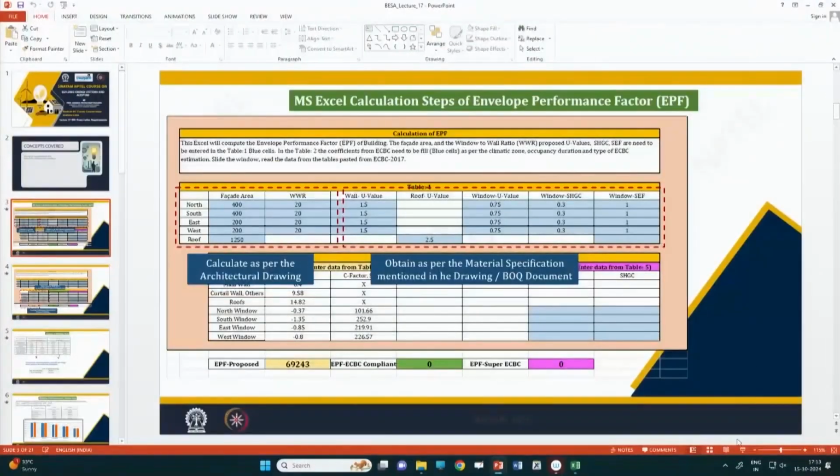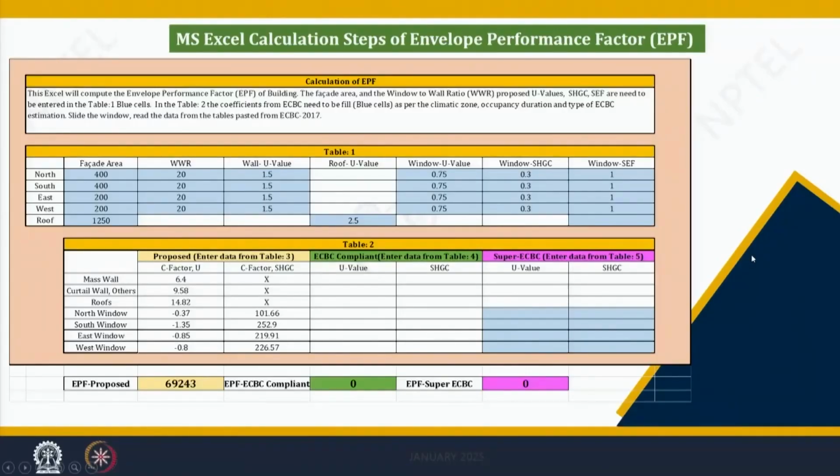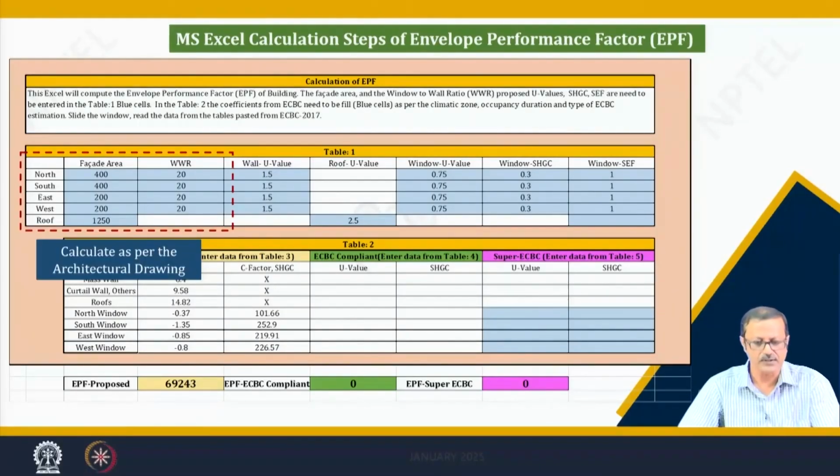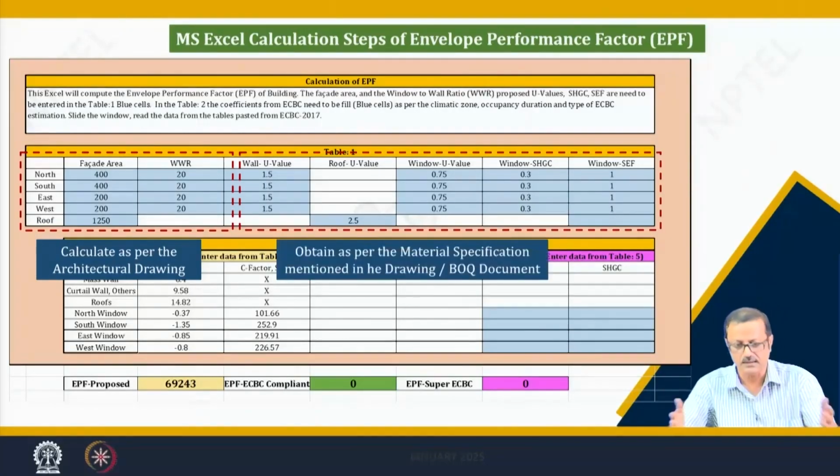Let us come back to the PPT once again. I have just described this. You have to calculate this as per the architectural drawing, as I told you: the facade areas and the WWR. The next whole 1, 2, 3, 4, 5 columns have to be filled through the material specification, BOQ, the drawings and all those kinds of things.